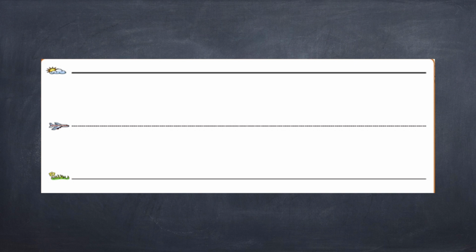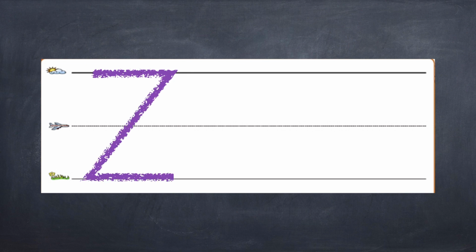So we have our skyline, our airplane line, and our ground line. To make the letter Z, we're going to do a straight line across the skyline, go down to the ground line, and across the ground line, like this. So straight across, and then diagonal down and across. Let's look at that one more time. So we're going to go across the skyline, a straight line down to the ground, and across.